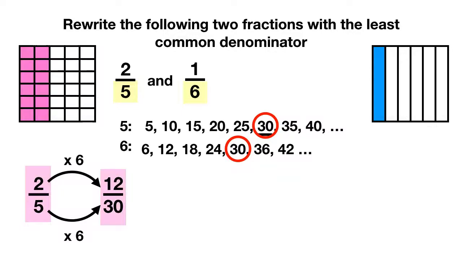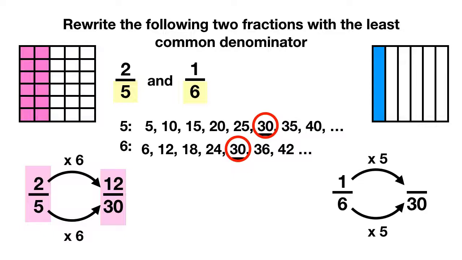Now let's do the same thing with our other fraction, 1/6. Well, 1/6 turns into what fraction out of 30? We can start by multiplying the 6 times 5, because it's the 1, 2, 3, 4, 5th skip count. Then we have to do the same thing on top. 1 times 5 equals 5. We can visually see that 1/6 is the same as 5/30.